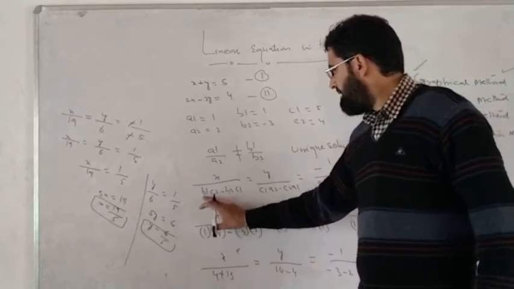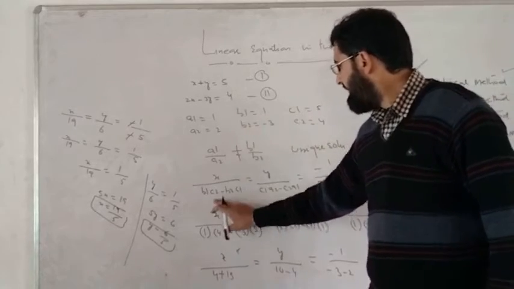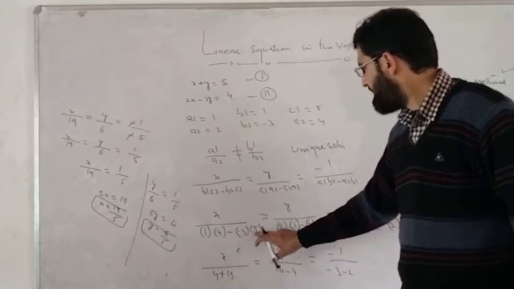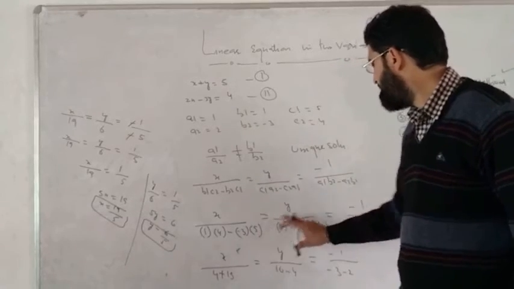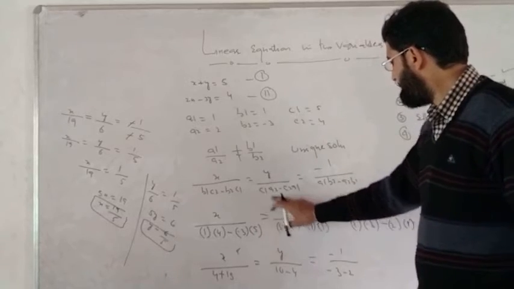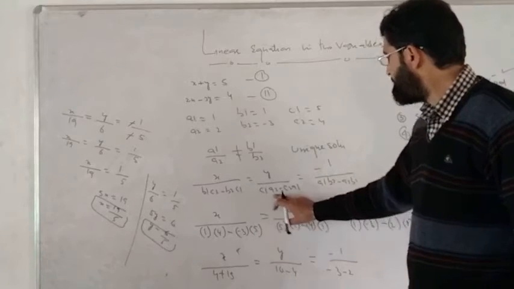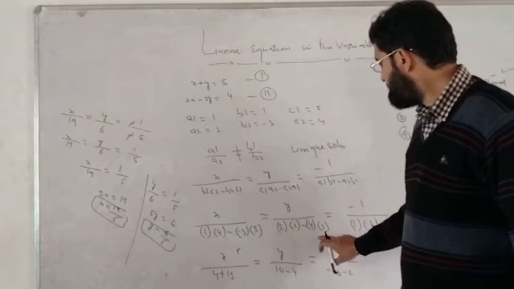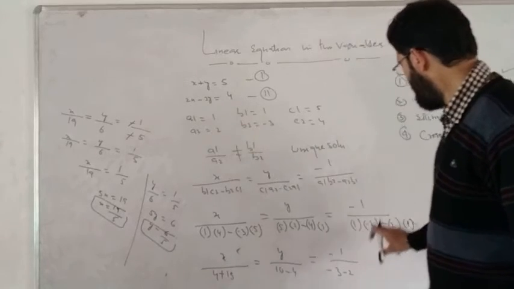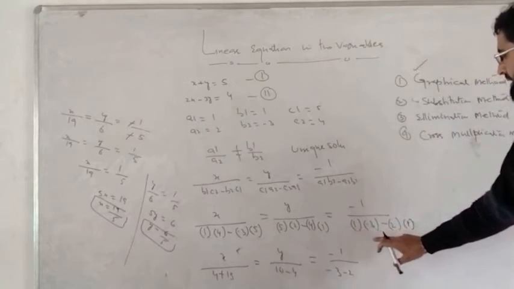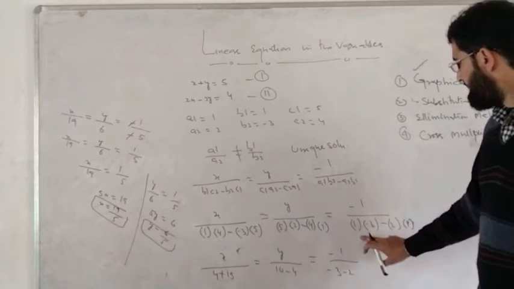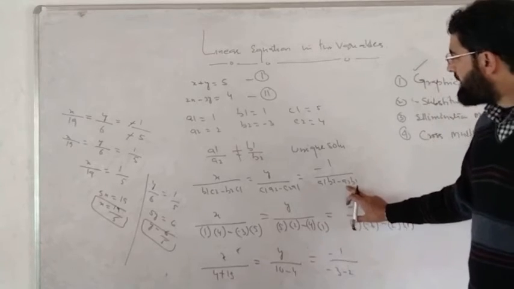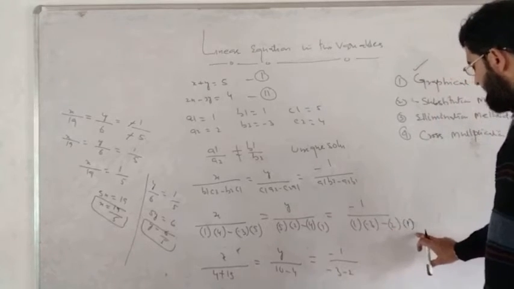X divided by b1, what is b1? It is 1. And what is c2? It is 4 minus b2, b2 is minus 3, into c1, which is obviously 5, is equal to y divided by c1, which is 5, into a2, which is 2, minus c2, which is 4, into a1, what is a1? A1 is 1, is equal to minus 1 divided by, sorry, a1 is 1 into b2 which is minus 3, minus a2 which is 2 into b1 which is 1.